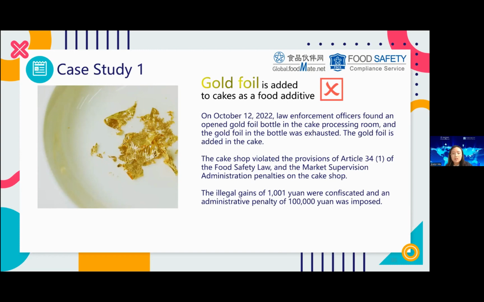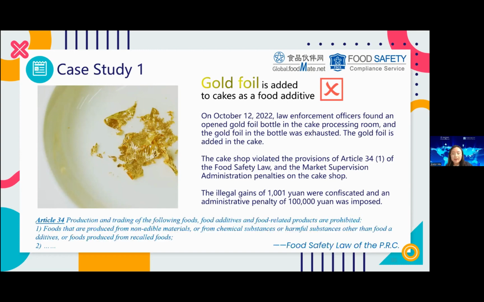So the goat foil is prohibited as a food additive or food raw material in China. So according to the food safety law, the cake shop was fined 100,000 yuan as an administrative penalty.